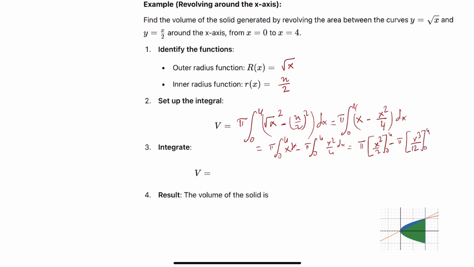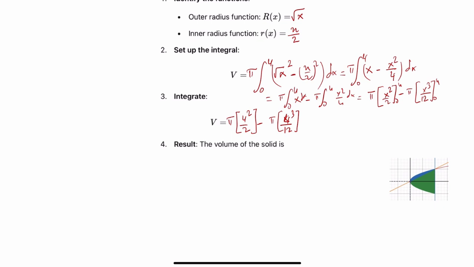And this gives us pi times 4 squared over 2 minus 0, minus pi times 4 cubed divided by 12 minus 0. Okay, and you can just plug in numbers and find the correct value. This will give us 8 pi over 3, if I did not make any mistake in my calculation. Perfect.